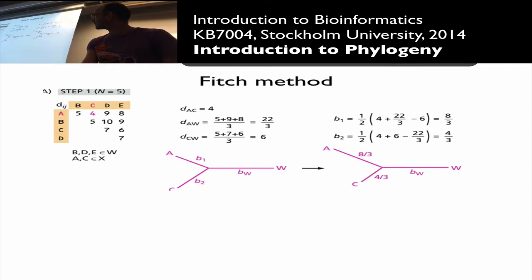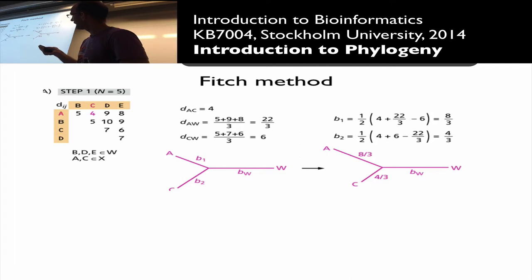So you calculate the distances from A to everything else, which is 5 plus 9 plus 8 divided by 3, because the 3 is the number of others. You get 22/3, whatever, 7.3, and the distance from C to everything is 6, because it's 5 plus 7 plus 6.